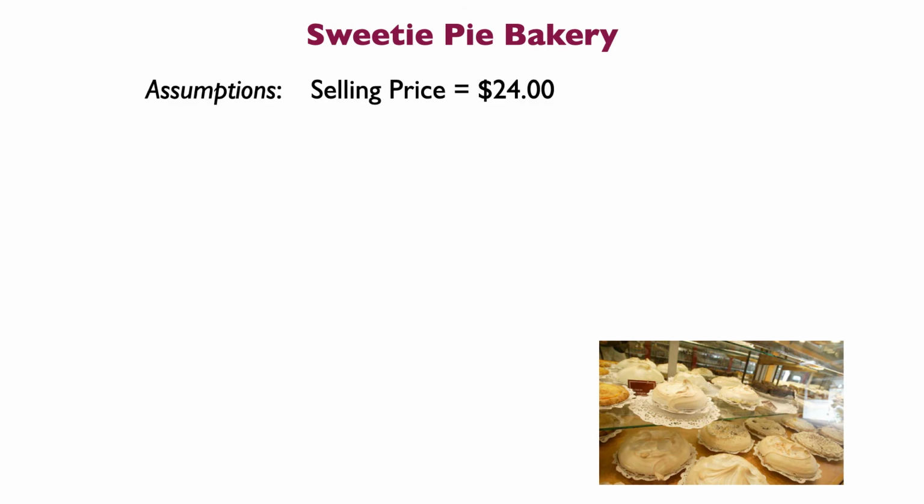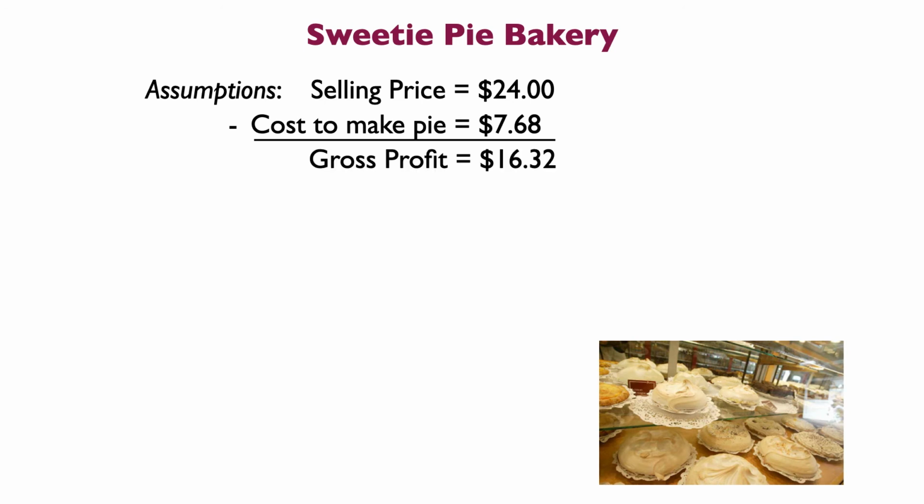Her assumptions are she's found that she can sell, on average, a pie for about $24. She also found that it costs her about $7.68 to make those pies, on average, and therefore her gross profit is $16.32 for every pie she sells. She divides that by the selling price and gets 68%. What that means is 68% of every pie she sells, on average, can go to cover her costs.